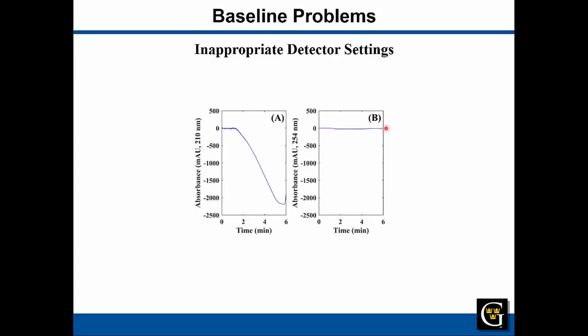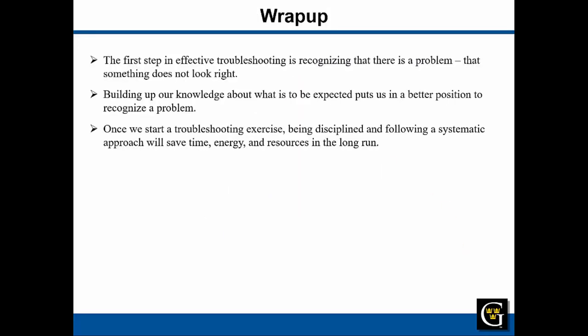So we can have some really strange baseline shapes that occur just due to using detector settings that are really not very appropriate. So we've really only scratched the surface here in terms of all the ways that things can go wrong in a system, but we've touched on some of the really persistent problems that we see with pressure and peak shapes and baselines that really tend to not go away.